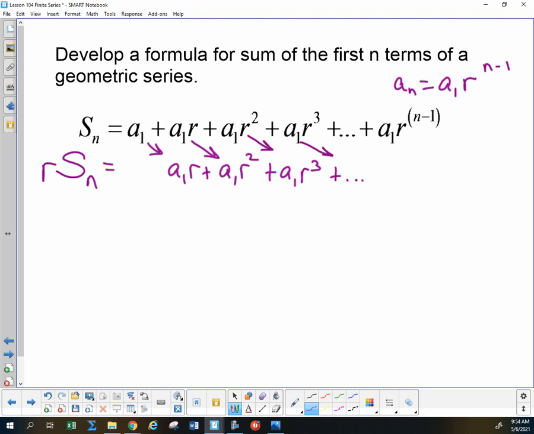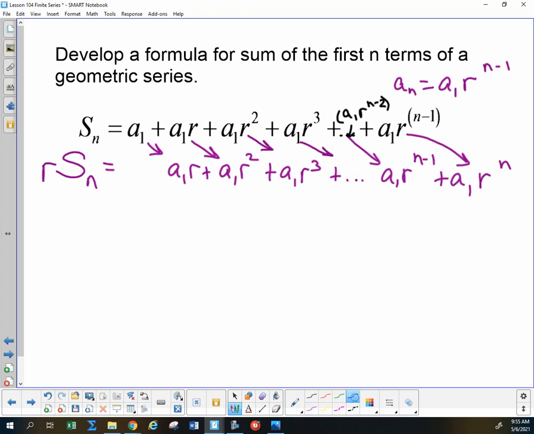Now, in this ellipsis, also hidden in here, the one right before that was a1r to the n minus 2. It was hidden right here in this ellipsis. If I multiply that one by r, I have a1r to the n minus 1. And then if I multiply my last one by r, I have a1r to the n. Everybody with me on what I did right there? A bunch of terms are hidden in the ellipsis, and that's okay because I'm doing this in general. I don't know how many terms there might be in that.